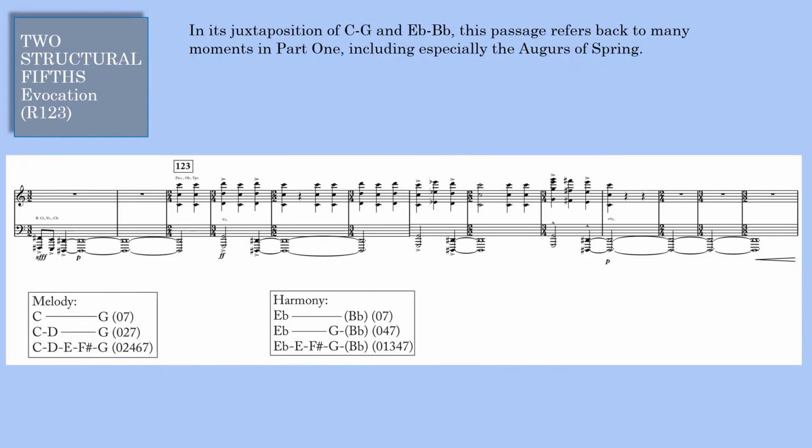In its juxtaposition of C, G and E flat, B flat, this passage, the women's chant, refers back to many moments in Part 1, including especially the Augurs of Spring. As the rite draws toward its shattering conclusion, references to the opening scenes of the ballet intensify.